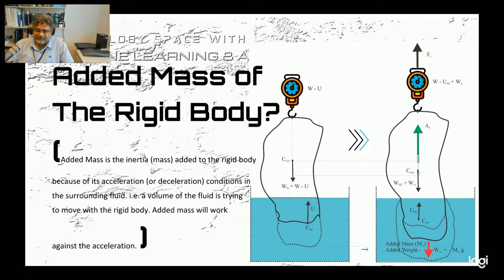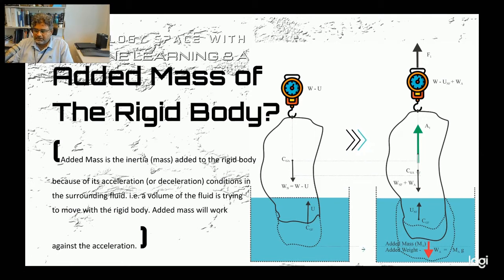The more technical definition for the added mass would be: the added mass is the inertia or the mass added to the rigid body because of its acceleration or deceleration in the surrounding fluid. As I have mentioned, the volume of the fluid is trying to move along with the rigid body in this case, and the added mass always will work against the acceleration. So basically, the rigid body could feel like additional mass has been included into itself. Due to that same reason, the weight of that rigid body will increase.